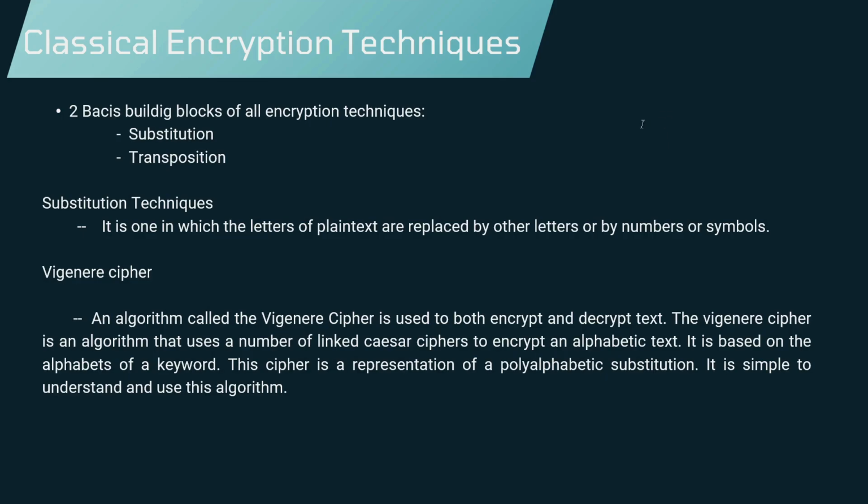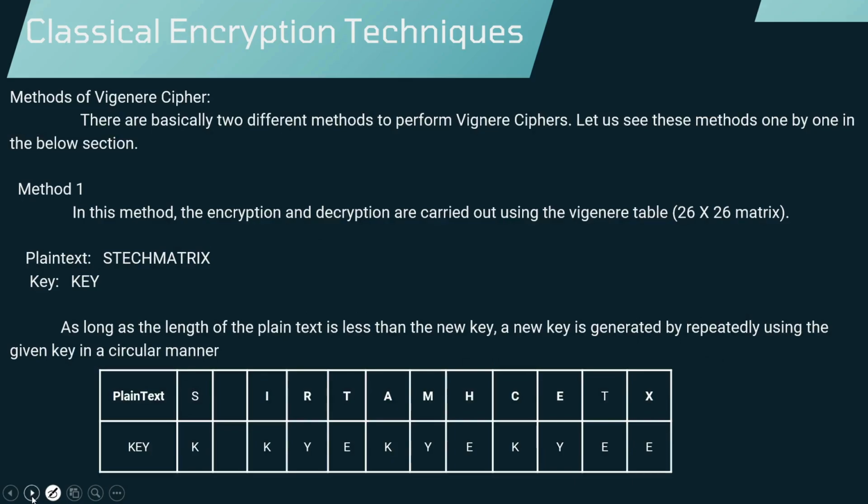So the process and workflow, we will be seeing now. Here we will be looking at the methods. There are basically two different methods to perform the Vigenere Cipher, and I will brief you on each method. Method 1: encryption and decryption are carried out using a Vigenere table, a 26 by 26 matrix. For example, take the plain text as ATTACK and our keyword as KEY.